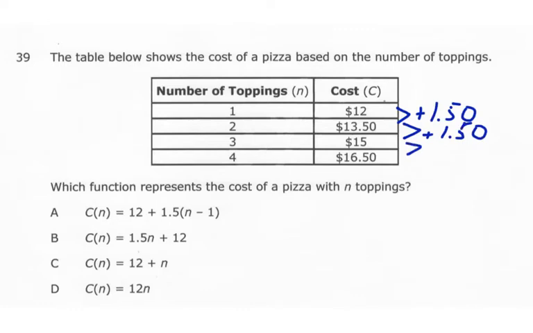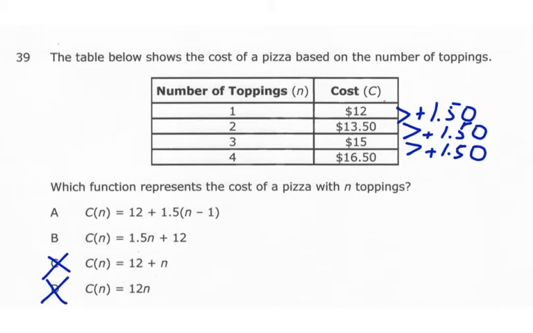Alright, so those are all the same. So looking at my equations, the only ones that take that into account are going to be B and A. So I already know C makes zero sense, D makes no sense because they're not taking into account the cost of adding on a topping.